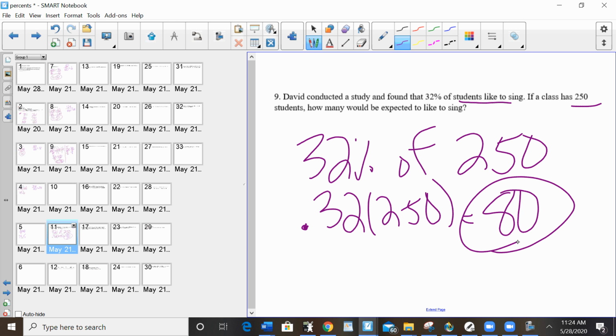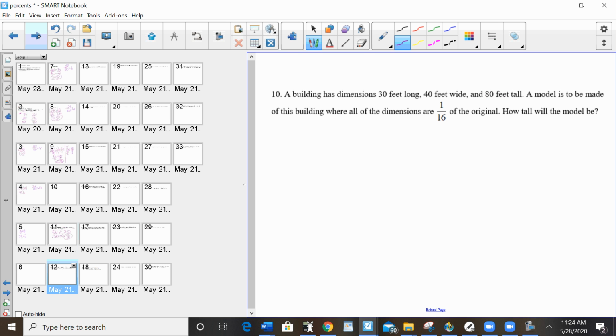So if it's a word problem with the percent, it's the same exact thing. So don't be afraid of it. Same type of thing here. So we'll go through it.